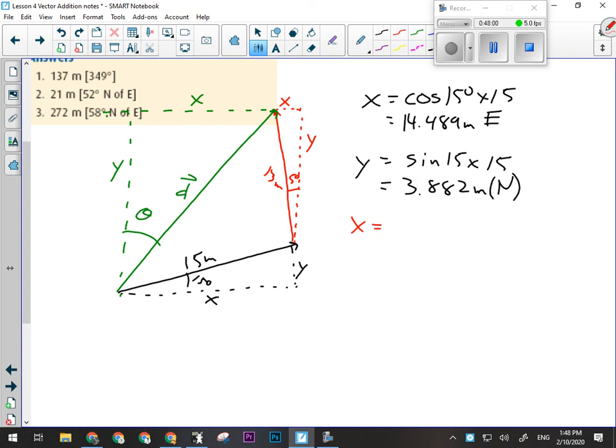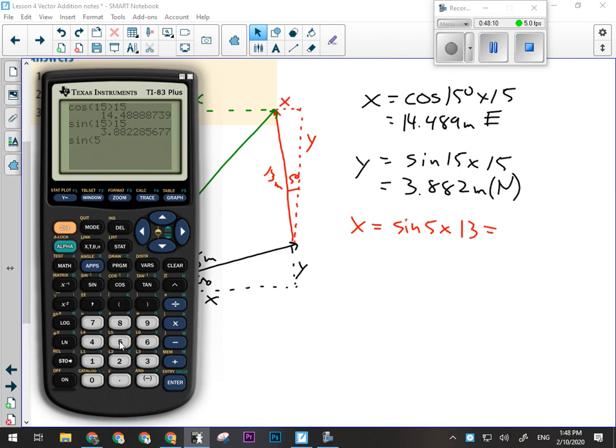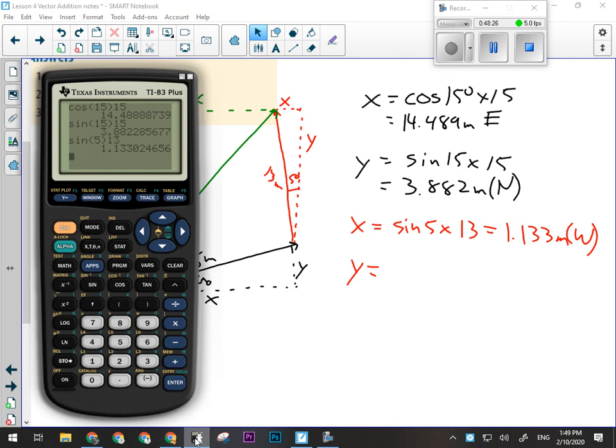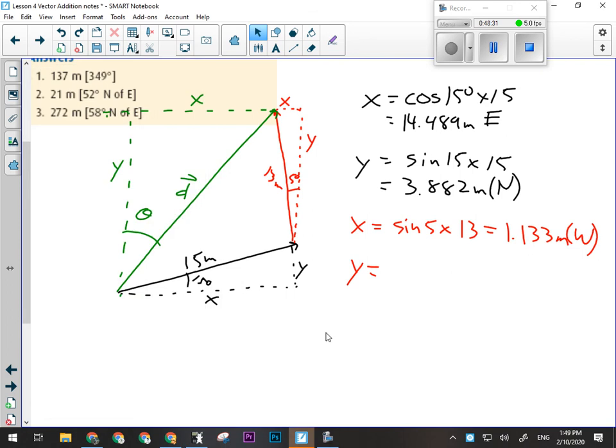Then we have to do the same thing with our red triangle. Red X is the opposite side this time, so that'll be the sine of 5 degrees times 13 meters, which is 1.133 meters west. Our Y component is going to be the cos of 5 times 13 meters, which is 12.951, and that's going to be north.